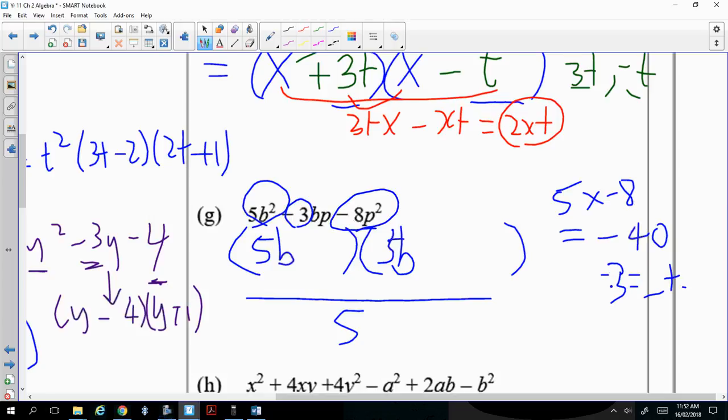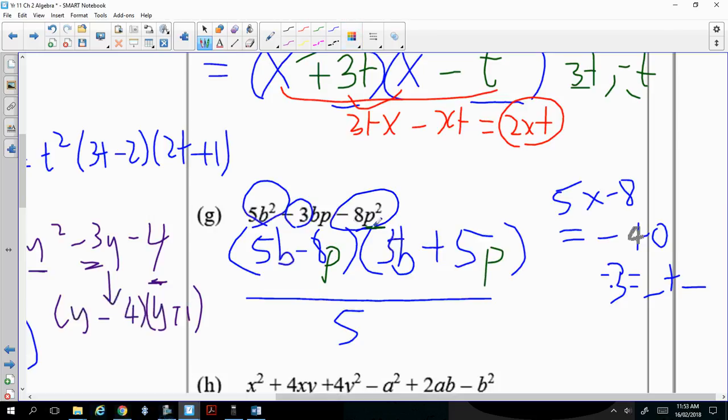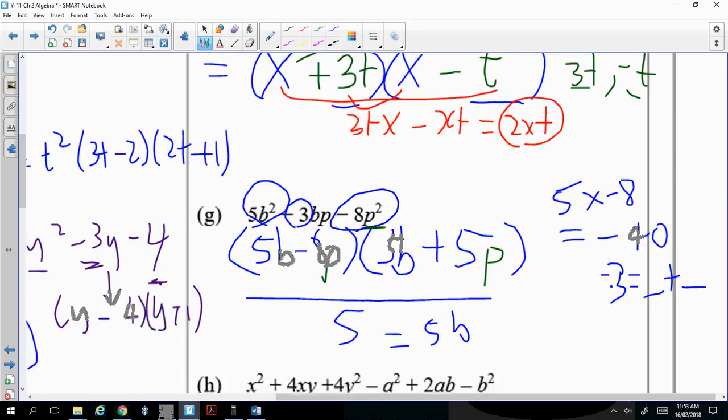One of them has to be negative. Perfect. Negative 8, positive 5. Done. Oh, not yet. See, there's a p there. Put a p, because there's a p. Right? And then if you factorize, we get 5b minus 8p. And then take the 5 out, which is b plus p. Right? Over 5. And the 5 gets cancelled.